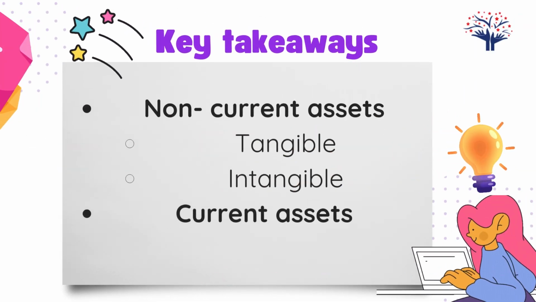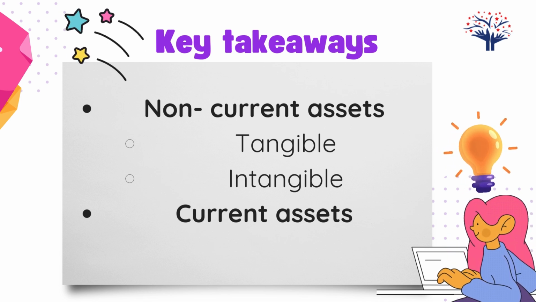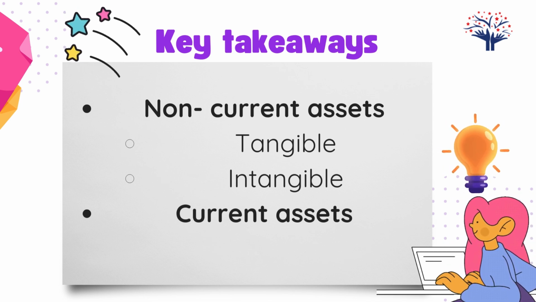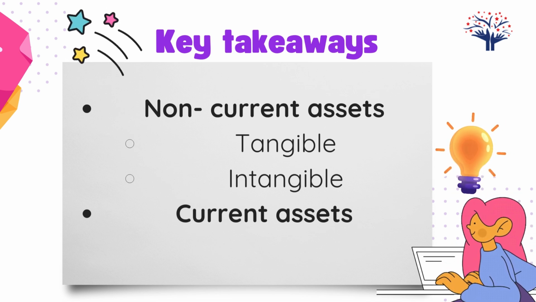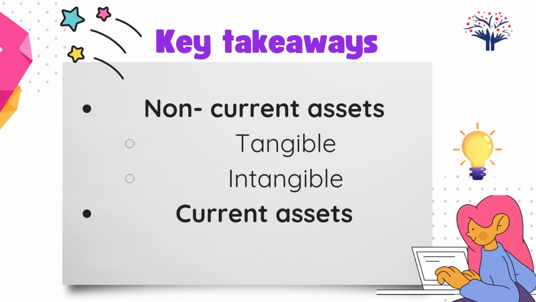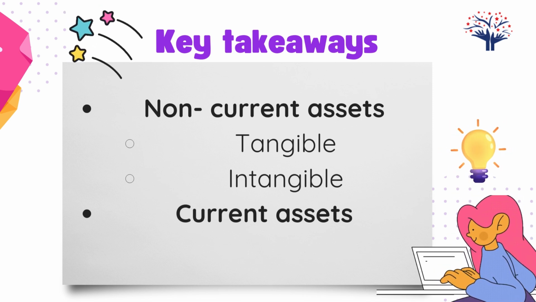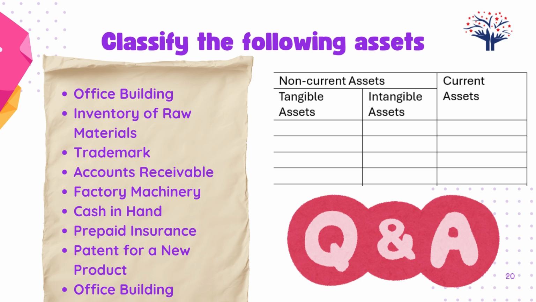Non-current tangible assets, physical assets that provide long-term benefits, like buildings, machinery. Non-current intangible assets, non-physical assets with economic value, like patents, trademarks. Current assets, short-term assets expected to be converted into cash within a year, like inventory, cash. Now it's your turn. Take a screenshot of this slide or pause the video and try to classify each asset into the correct category.